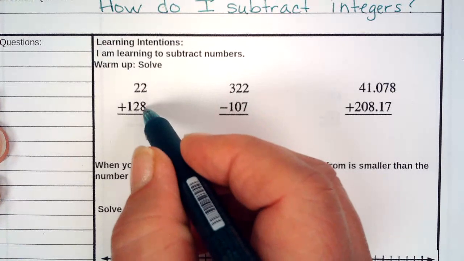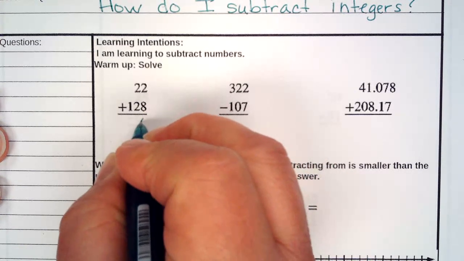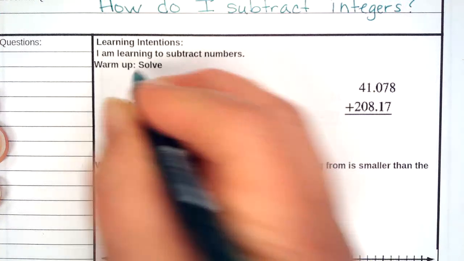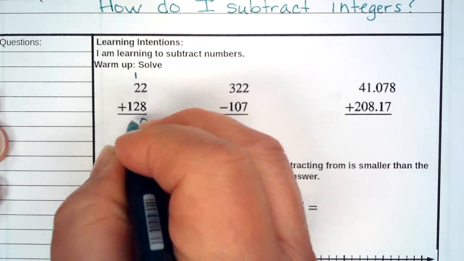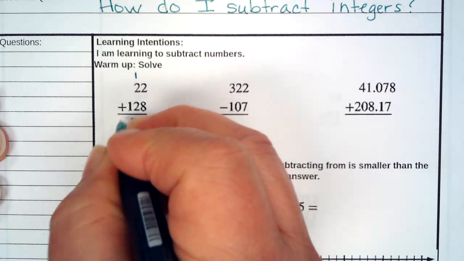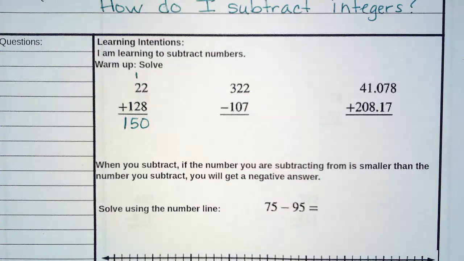2 plus 8 is 10. Carry the 1. 1 plus 2 is 3, plus 2 is 5. Bring down the 1, and you have your answer.